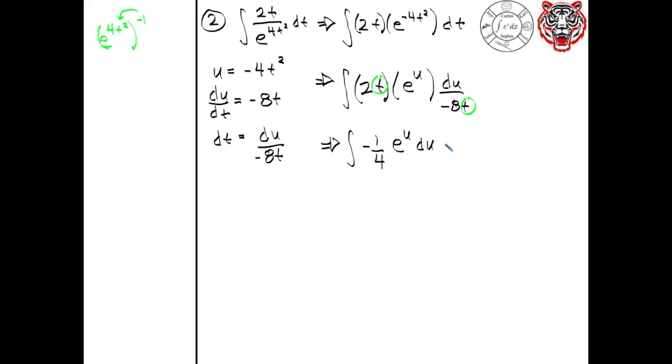So from here, I'm going to take the antiderivative, and the antiderivative of e to the u is e to the u, just like going forward. So this is going to be negative 1/4 e to the power of u plus c, and I'm not going to write u, I'm going to write negative 4t squared, plus c. And there it is.